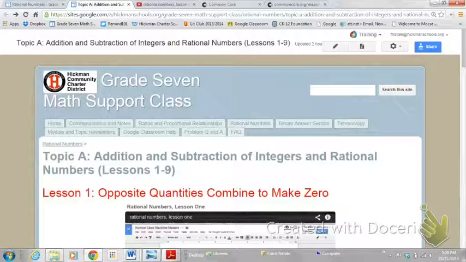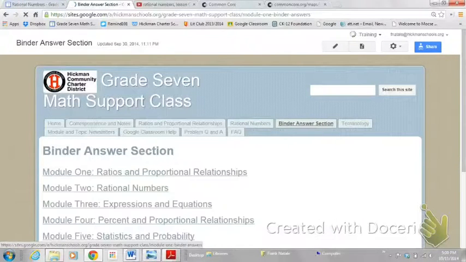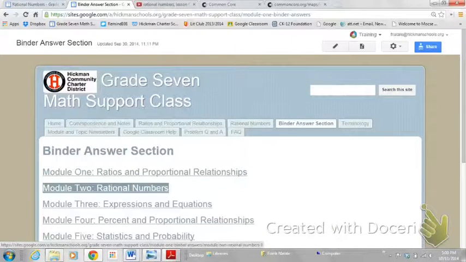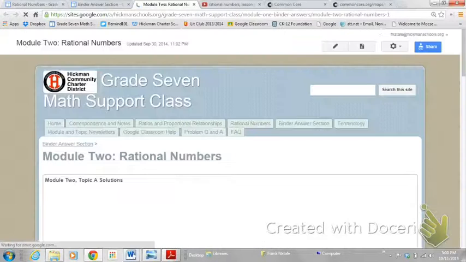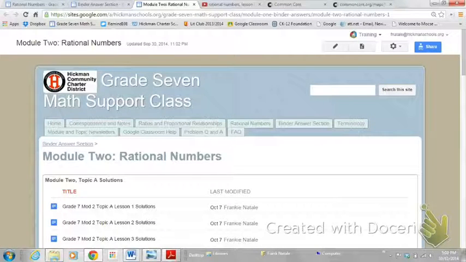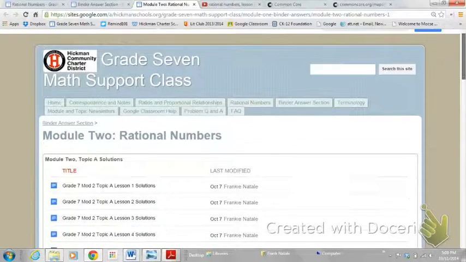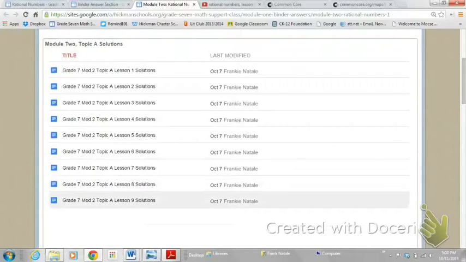Here we are at the website. When you come here, just click on the binder answer section, and then we are in rational numbers. I know you've been doing this already when you're correcting the problem sets. Then you go here and scroll down to lesson 8 solutions.